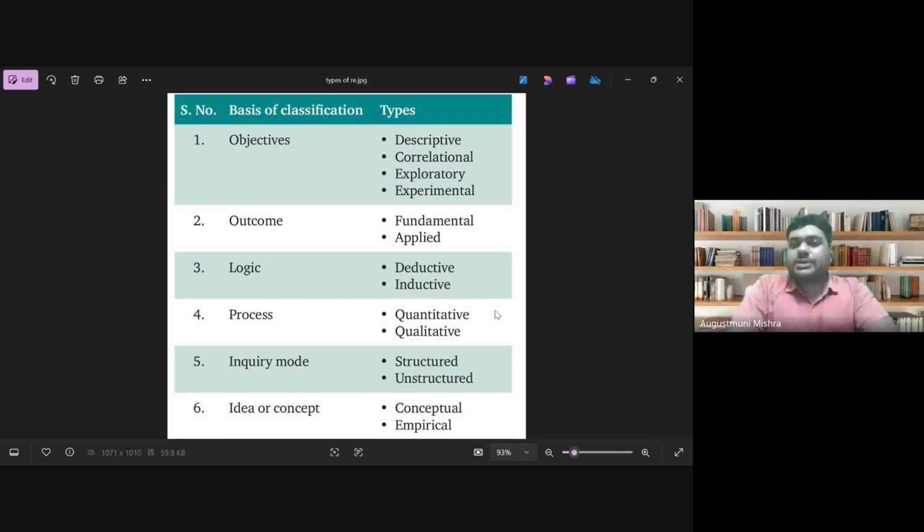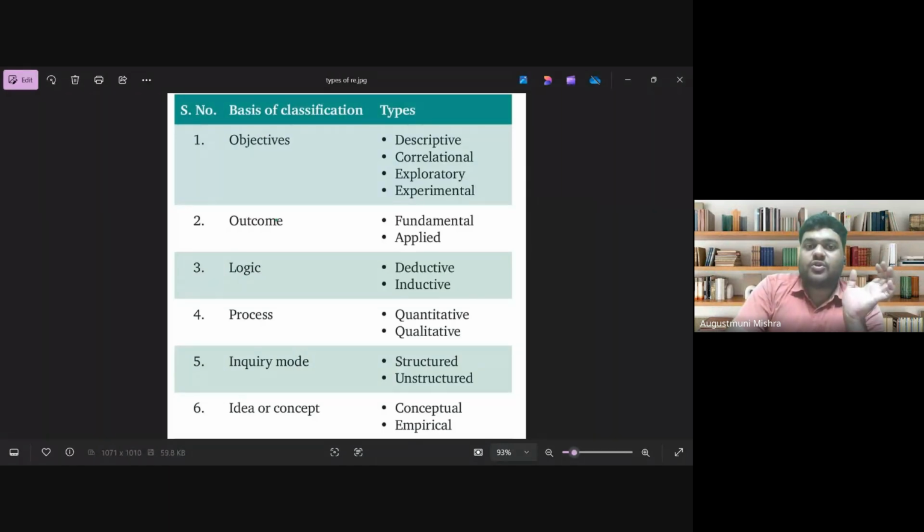Now we are going to discuss another type, that is correlation research. On the basis of objectives, we already discussed descriptive, exploratory, and experimental research. Now I am going to discuss correlation. Correlation research is a non-experimental research method which is used to determine the relationship or association between two or more variables. When you read the term correlation, it makes clear that there is a relationship between the particular variables.